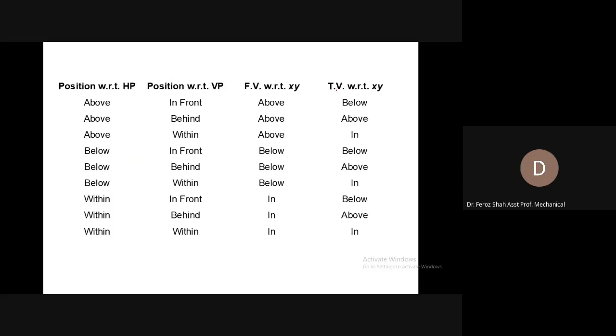Position with respect to the vertical plane will affect the top view. So, for example, if a point is in front of the vertical plane, its top view will be below the XY reference line. If the point is behind the vertical plane, its top view will be above the XY reference line. If the point is within the vertical plane, its top view will also be within the XY reference line.